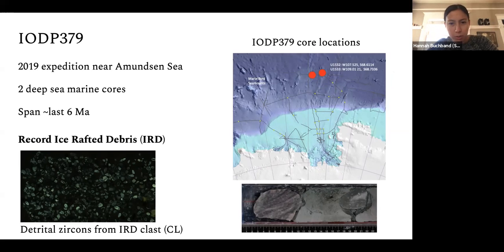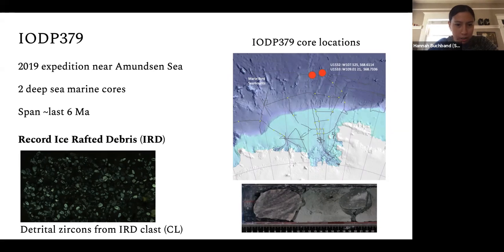The way this essentially works is that icebergs will break off from the ice sheet in the top right image in the white and drop sediment clasts several kilometers out into the ocean. So when Christine and her crew took those cores on the expedition, they were able to drill several kilometers deep into the crust and then get those records.